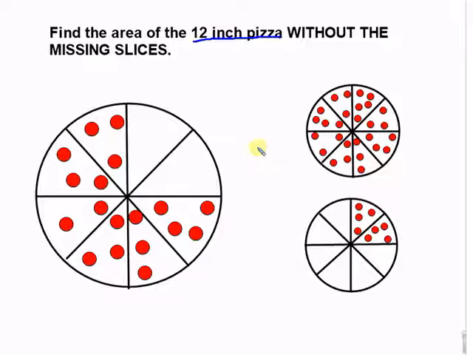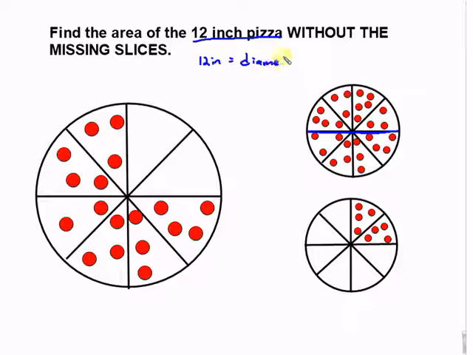So here we go. Let's find the area of the entire pizza. We've been told that the pizza is 12 inches in diameter. That's how they measure pizzas. They measure them across the center, and that is the size of your pizza. So this pizza is 12 inches in diameter. So our diameter is 12 inches.